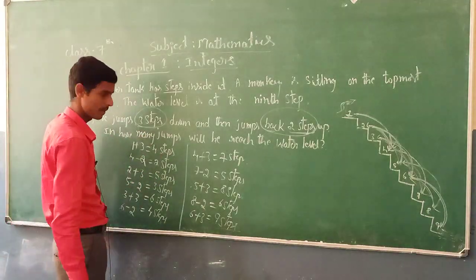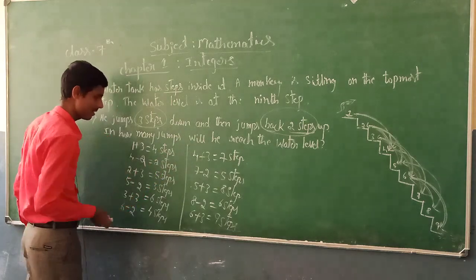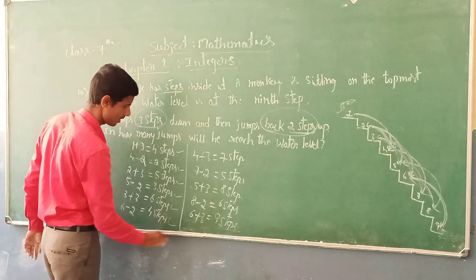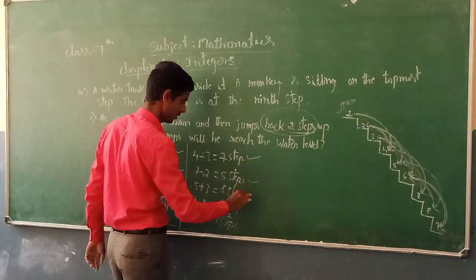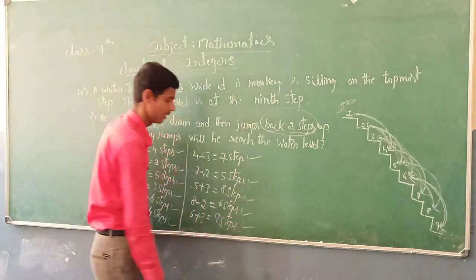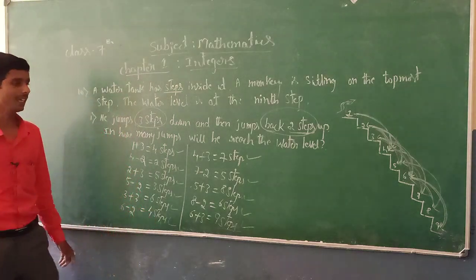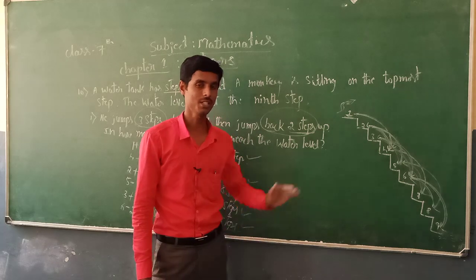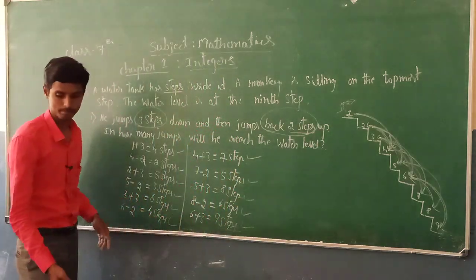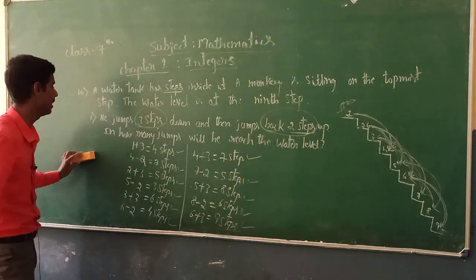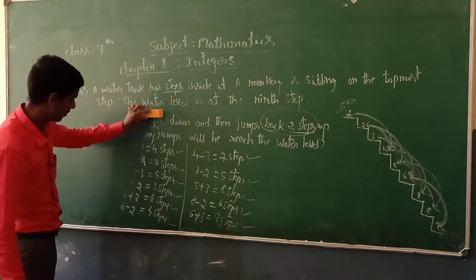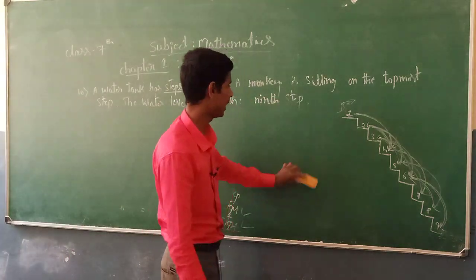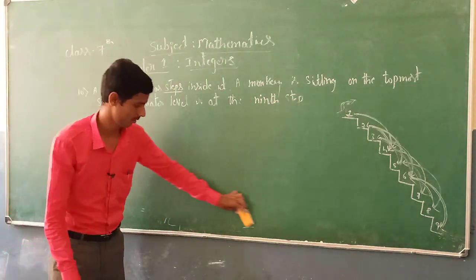So how many jumps does it have? 1, 2, 3, 4, 5, 6, 7, 8, 9, 10, 11. In 11 jumps, the monkey will reach the 9th step. That is the water level step, right? This is how we can find out the number of jumps made by the monkey to reach the water level.